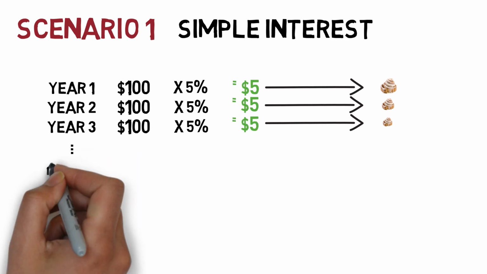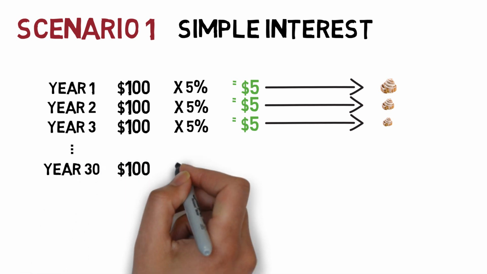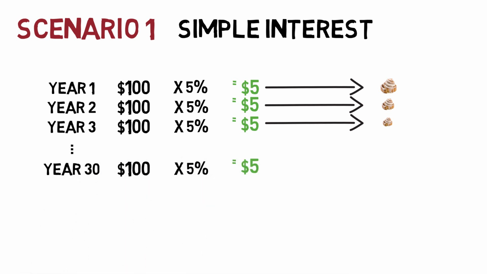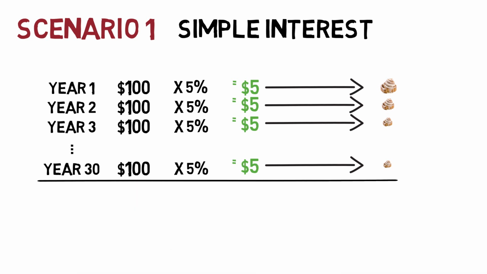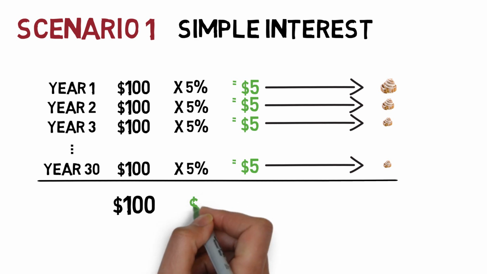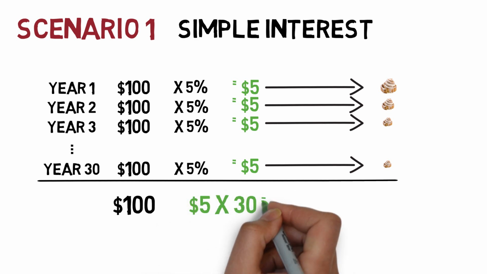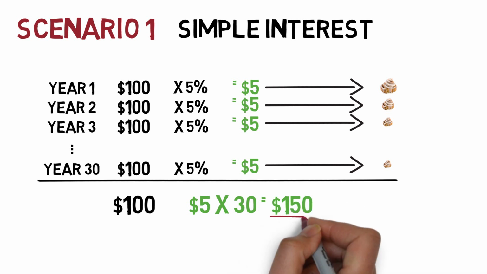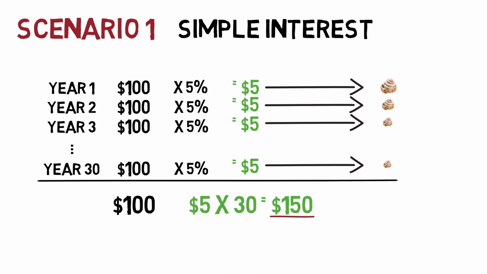And imagine we did this for 30 years. Every year we would earn $5 in interest, and every year we would spend it. At the end of 30 years, let's say we sold our investment to get our $100 back. In total, we earned $5 in interest per year for 30 years, or $150 in total interest earned.